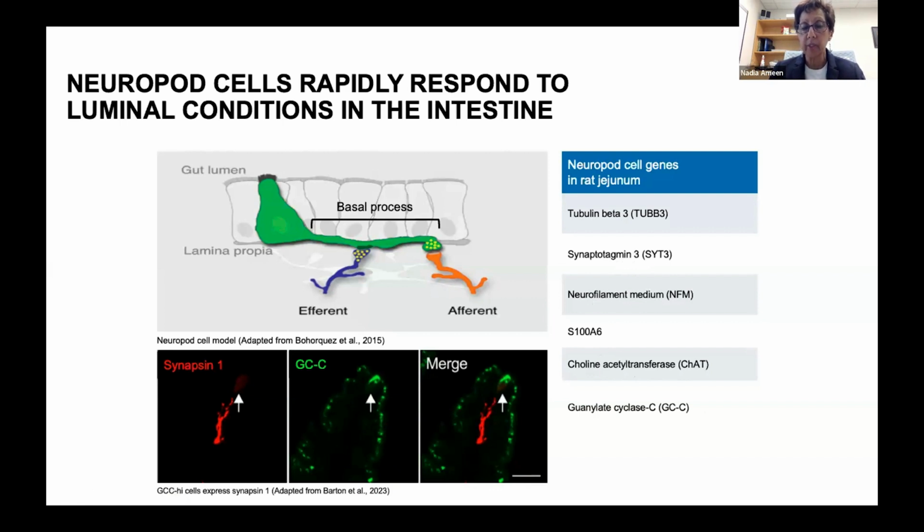And in those neuropod cells, synapsin 1 was also present, as shown in this image here in red. And here you can see in the merged image, synapsin 1 in red and GCC in green in mouse small intestine. So this GCC is an important neuropod gene.